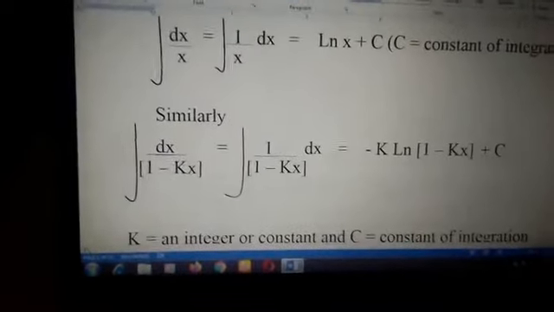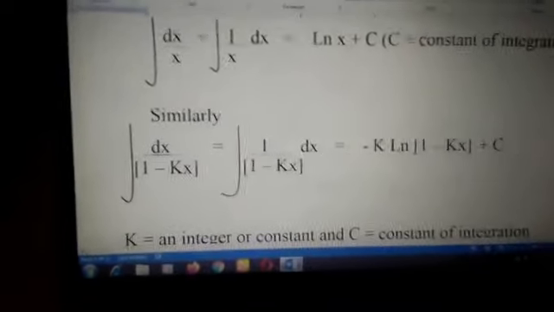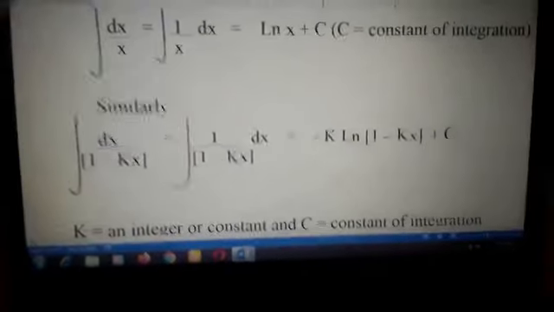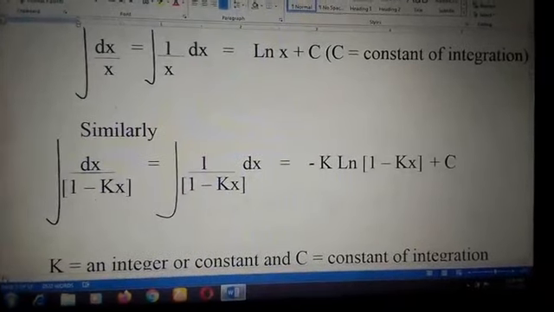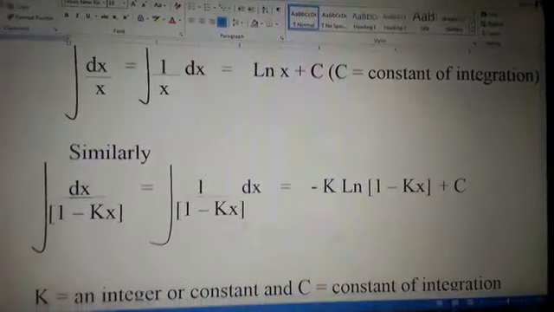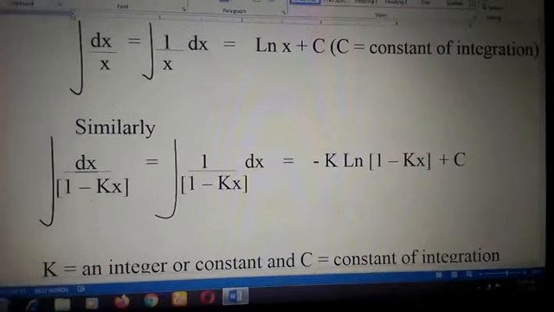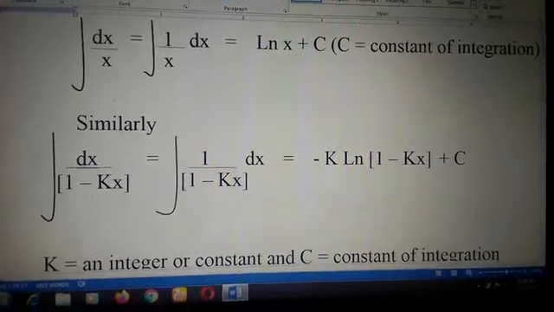The ds all over 1 minus ks is equal to, push the ds aside. The coefficient of s is 1. It now becomes 1 over 1 minus ks. The same principle applies as above. Then you're now integrating 1 over 1 minus ks.